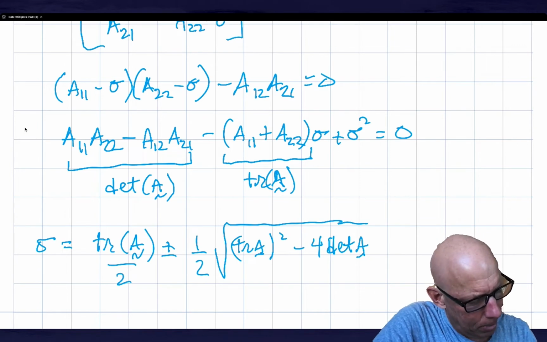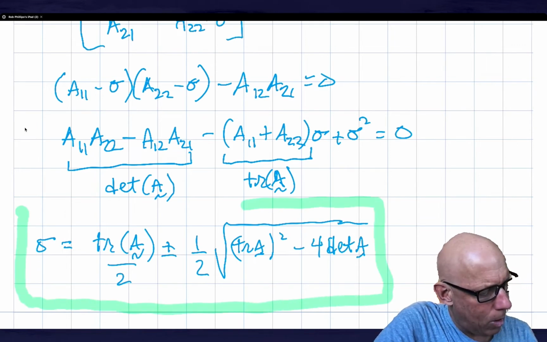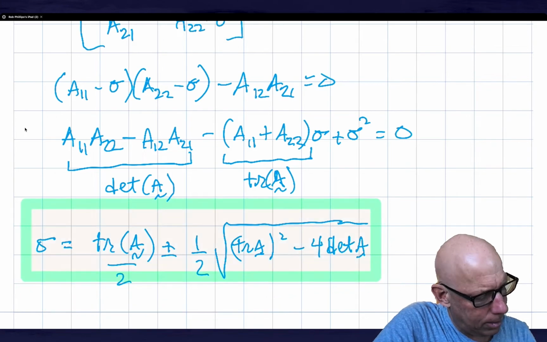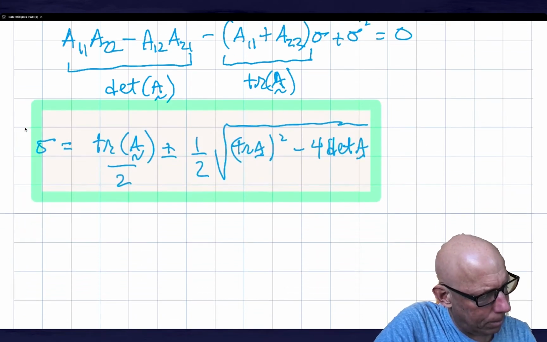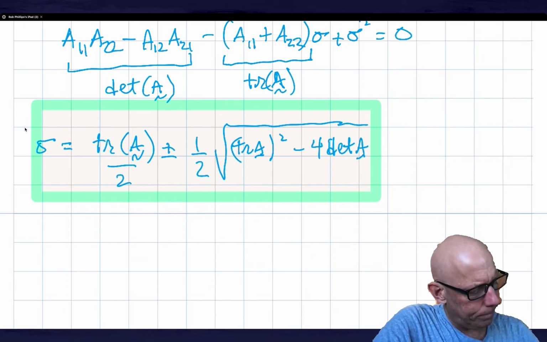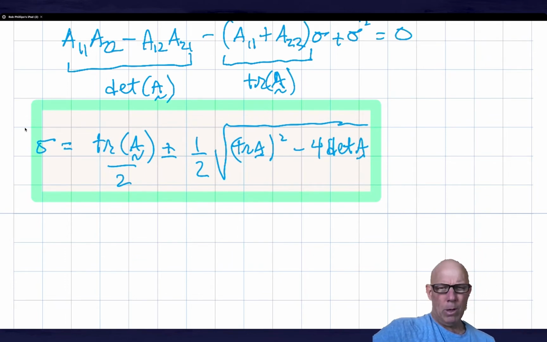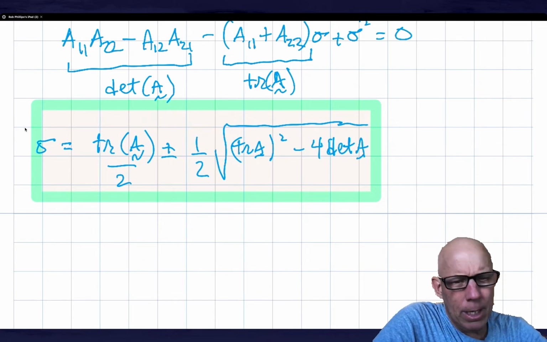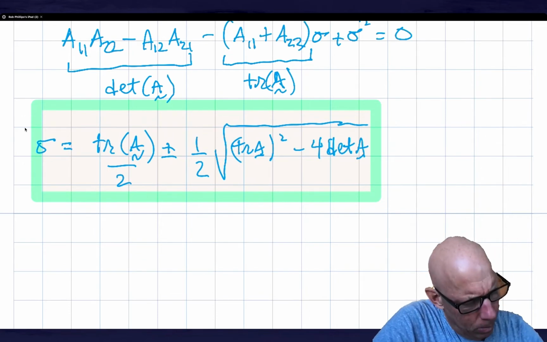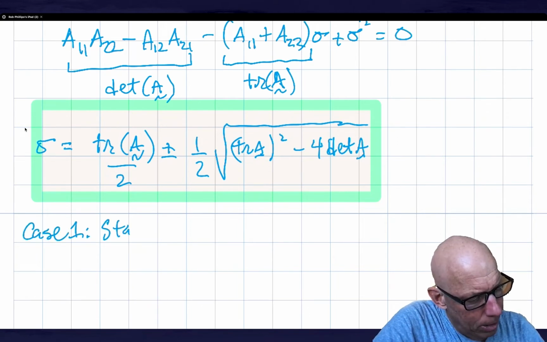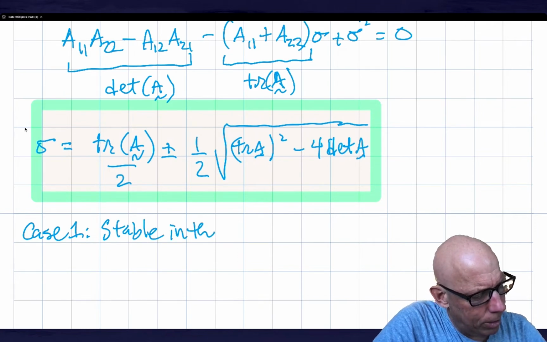So I'm going to see if we can try to reason out what this thing wants to tell us. This is cool. So observation number 1 is that, let's see, we know that for stability we need both eigenvalues to be negative. So let's think first about case 1, which is stable in the absence of diffusion.